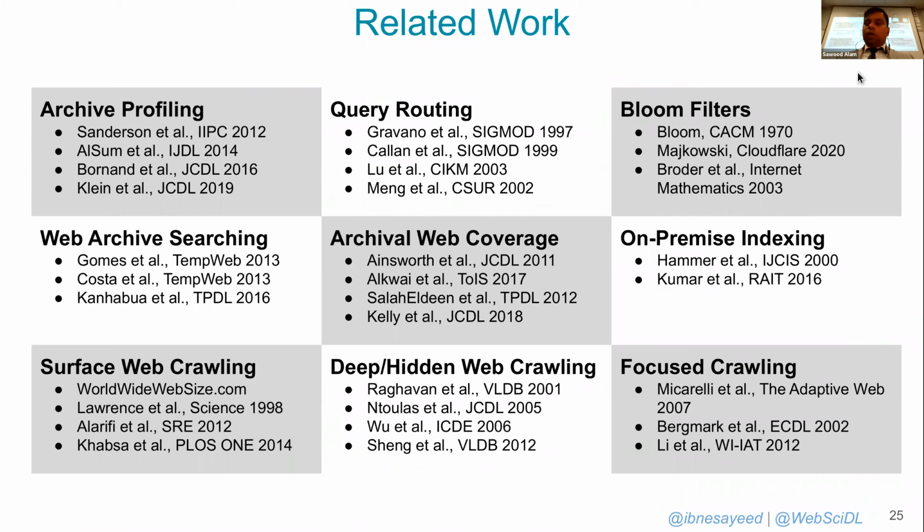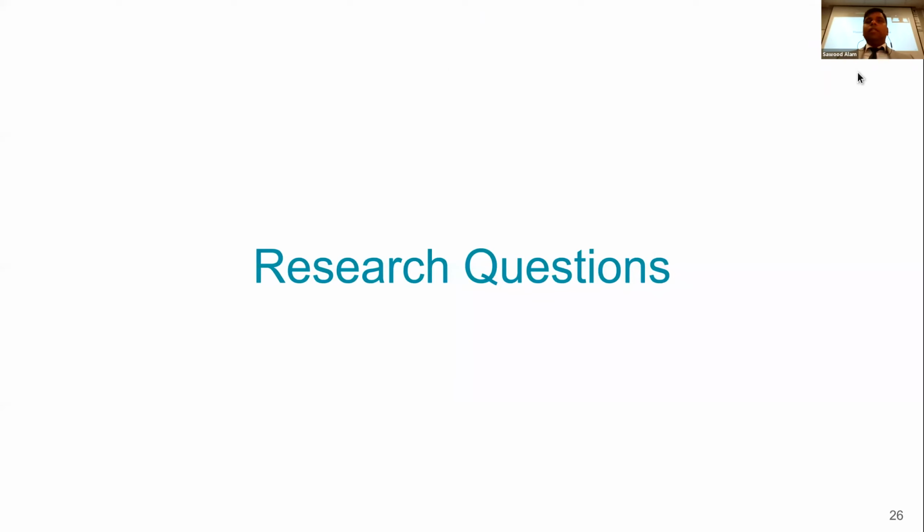The most closely related work was done in the archive profiling field as an early exploration by Sanderson and AlSum, and some work from our good friends at LANL. Other related fields of our work are query routing, Bloom filters, web archive searching, archive web coverage, on-premise indexing, surface web crawling, deep and hidden web crawling, and focused crawling. So that sets up the problem and the potential solution that we may reach.